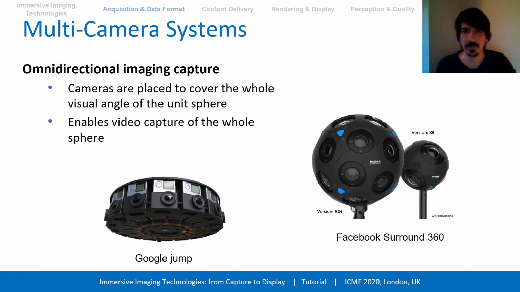Multiple cameras can also be arranged in a circular or spherical setup in order to capture omnidirectional videos. And here we show two examples. On the left, a system designed by Google, and on the right, a system designed by Facebook. And they're both aimed at VR applications. So again, video capture is the main purpose of these systems. And they are designed to be more portable than the light field camera arrays that I just presented. In particular, if the images are stitched, then they require less data storage than individual views.